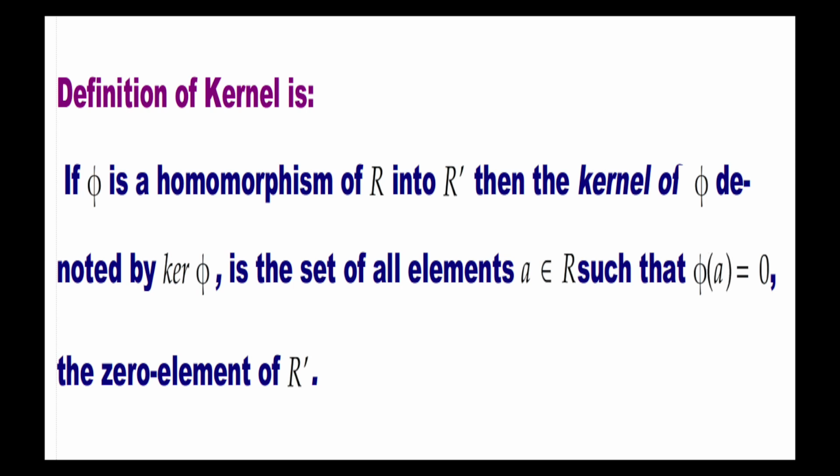Next, let us see the definition of kernel. If phi is a homomorphism of R into R dash, then the kernel of phi, denoted by ker phi, is the set of all elements a in R such that phi of a equals 0, the zero element of R dash.